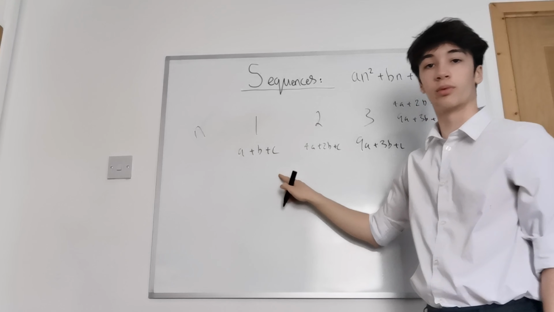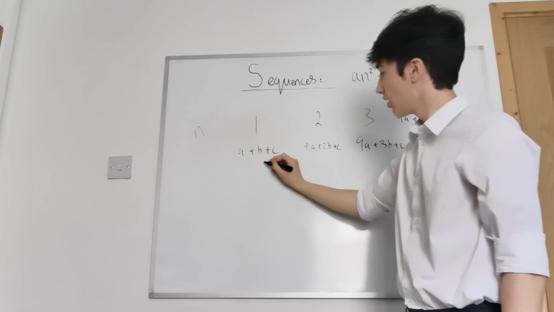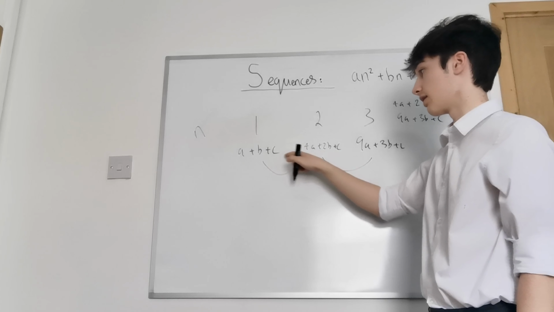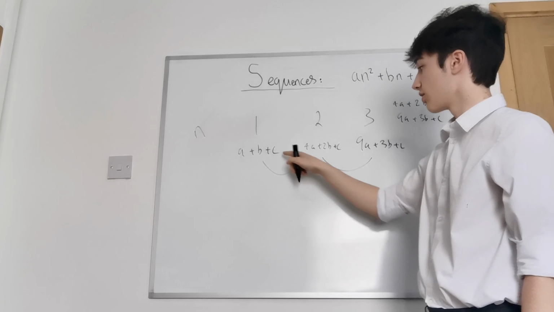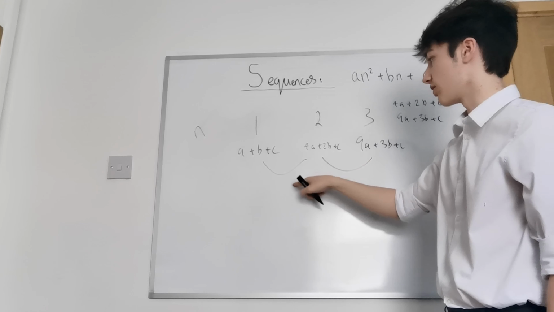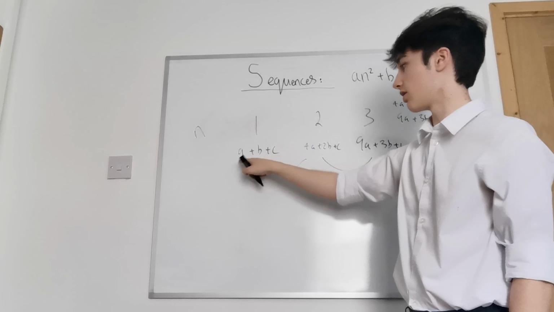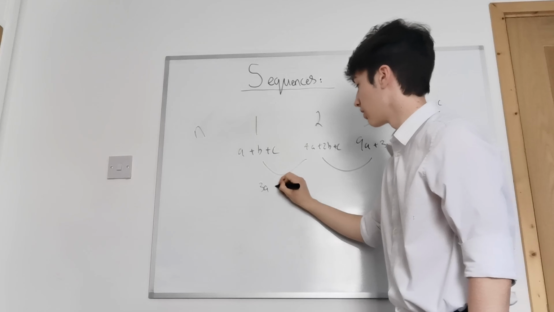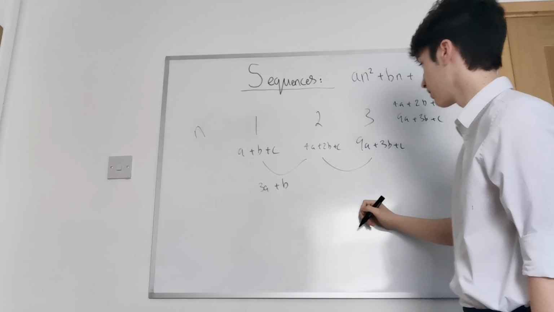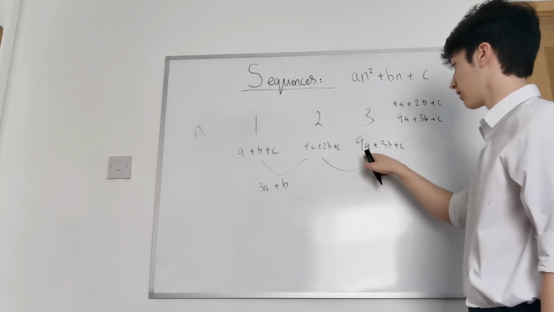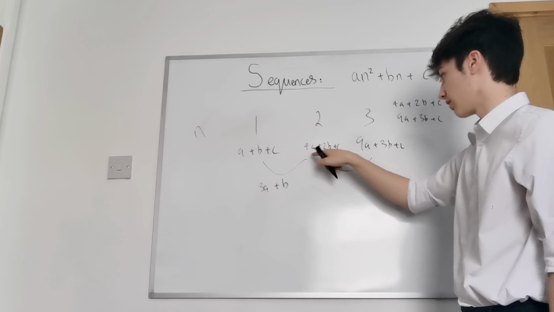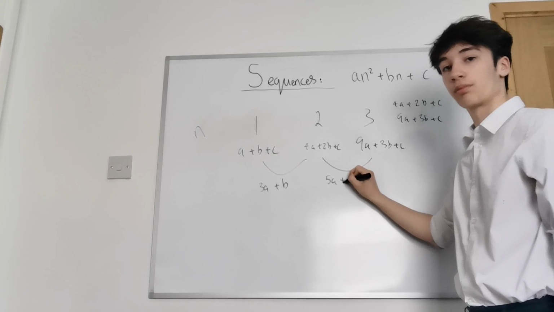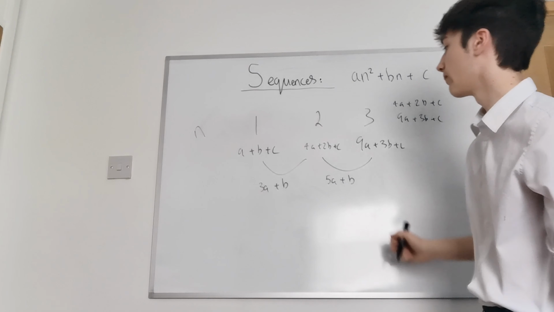Now we're going to do what we normally do for a quadratic sequence. We find the first difference between these algebraic expressions. The two c's cancel out, so there's no c here. We have 4a minus a, which is 3a, and 2b minus b, so that's plus b. And if we do it here, 9a minus 4a is 5a, 3b minus 2b is plus b, and the c's cancel out.